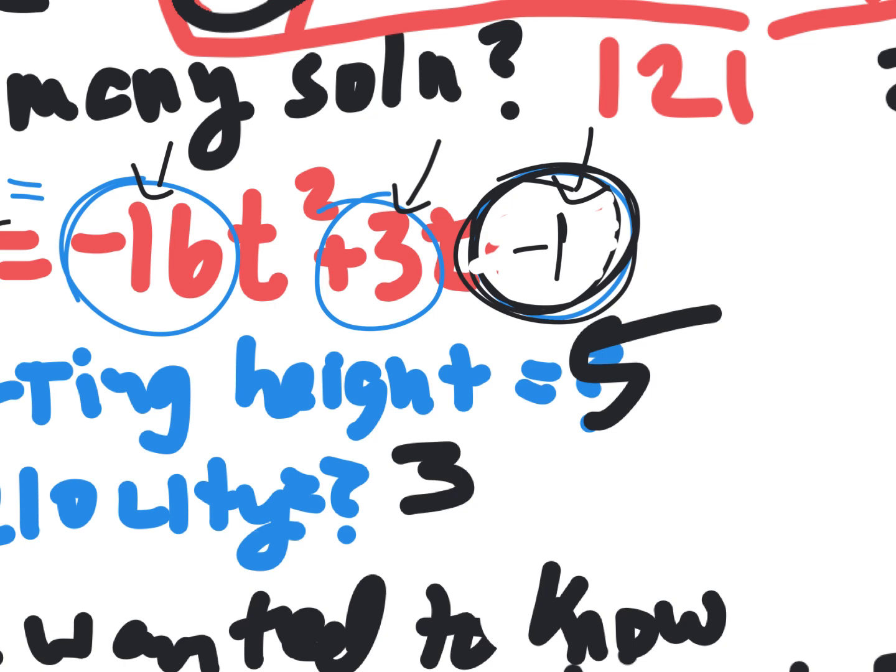So if they give you a height, put it under h of t. If they give you a time, put it under t.